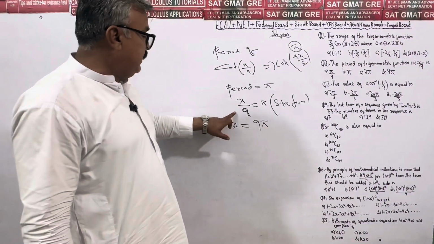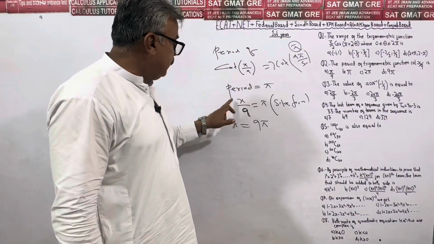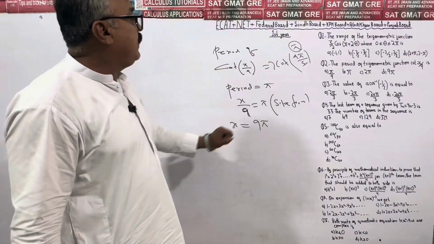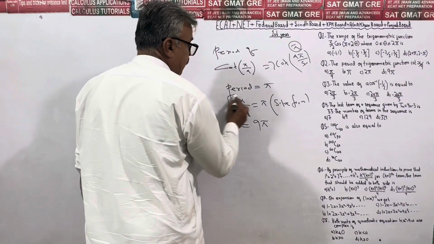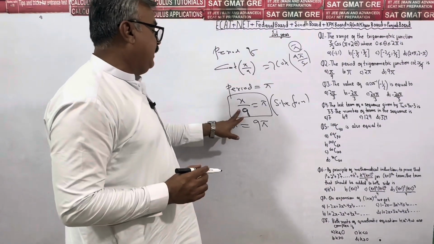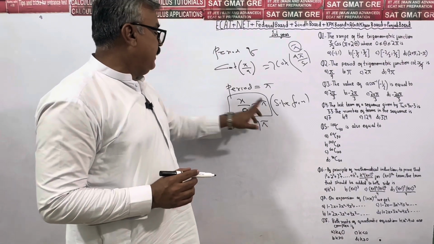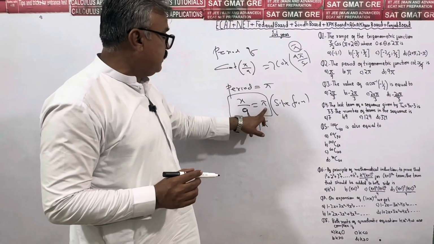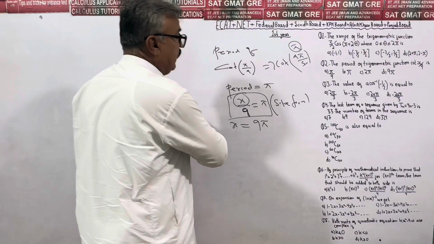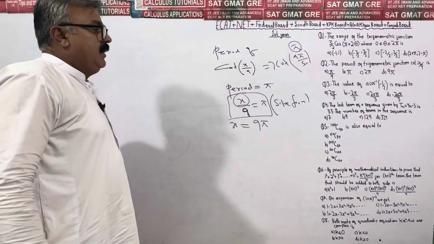If anything is in division, then multiply with the period. If anything is in multiplication, divide. But this is the best strategy: the inclination to be taken is equal to the normal period. Solve for the variable angle x.